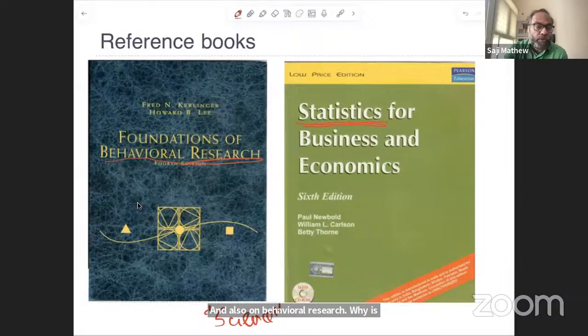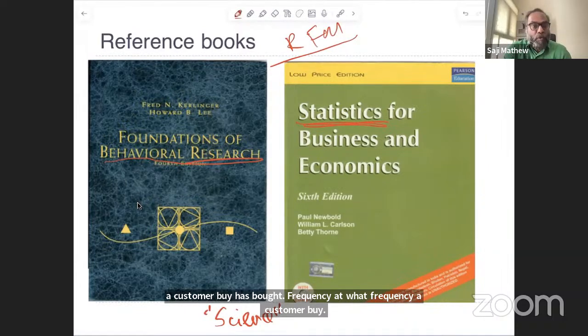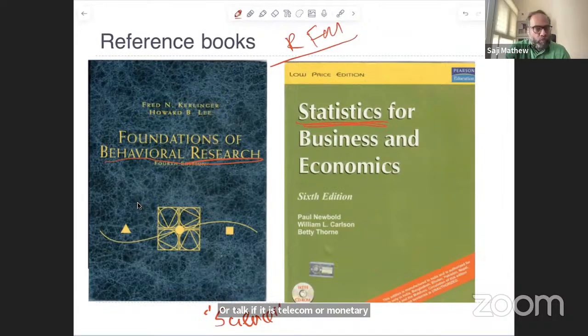Why is behavioral research important for business analytics? Because you will be dealing with behavioral data or individual data, which is related to individuals' behavior. For example, RFM is something that we are going to use in customer segmentation: recency, frequency, and monetary value. Recency is how recently a customer has bought; frequency is how often a customer buys or talks, if it is telecom; and monetary value is how long you talk or how much you buy. These are three attributes that define a customer.